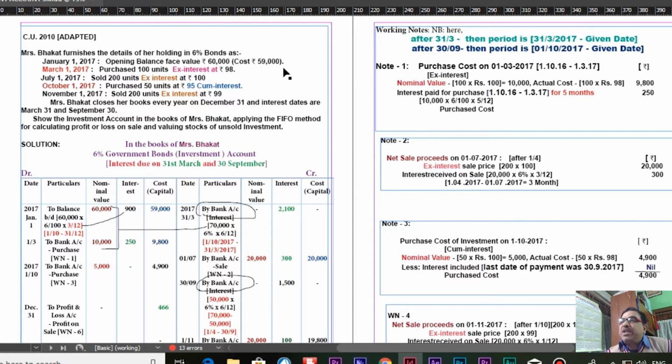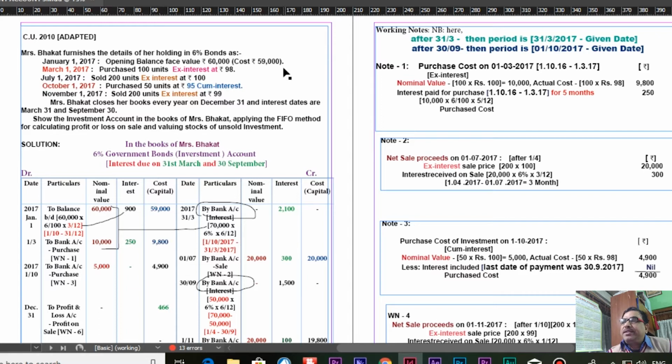And sometimes I have purchased some bonds, sometimes I have sold some bonds, and likewise. Ultimately, I am instructed to prepare the 6% government bonds or investment account. Mind it very carefully. There are 2 items I have to remember while I am solving any problem relating to investment account. Number 1, ex interest. Number 2, cum interest.